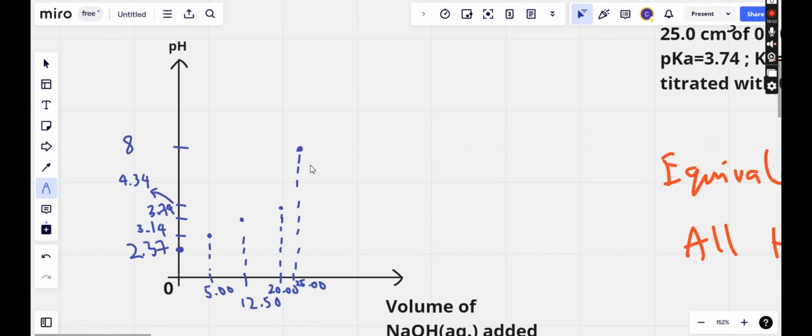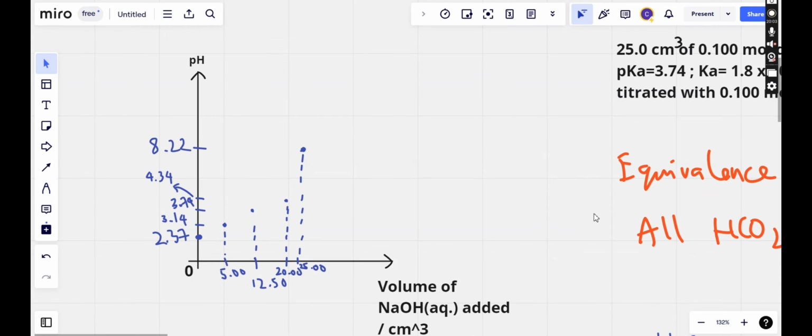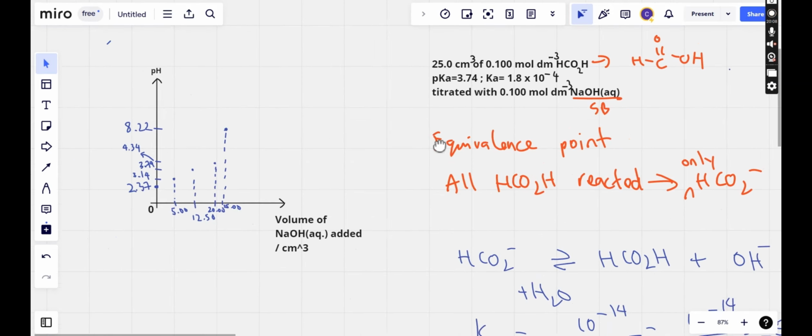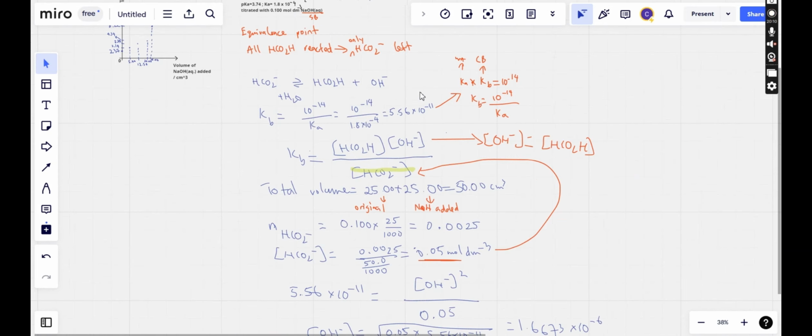Is 8.22. Okay, so we are very, very close to finishing this question. And I hope that this is helpful to show you guys how you can really calculate all points on the graph using this. So okay, this is really long.